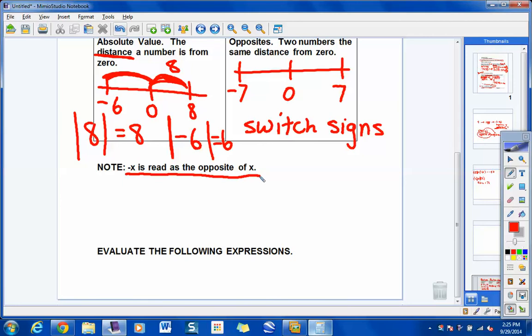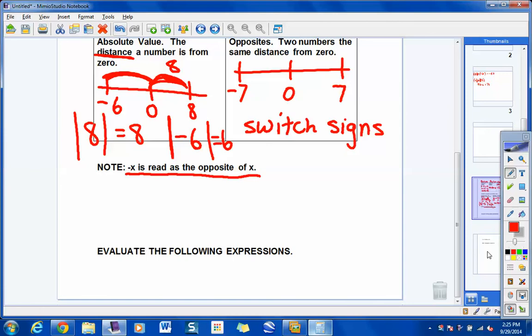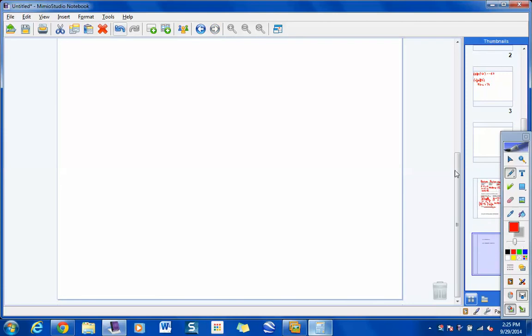Okay. We're going to evaluate the following expressions on the next page. So please flip that over. Last page. 2 examples. You guys ready to roll on this? Totally. Okay.